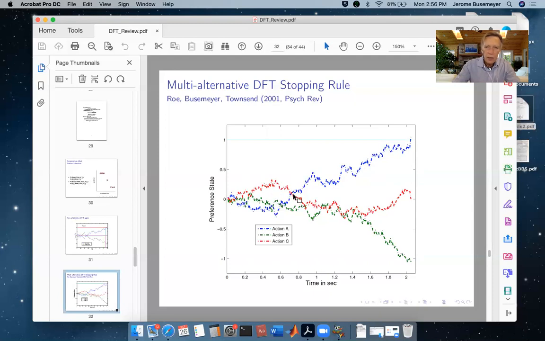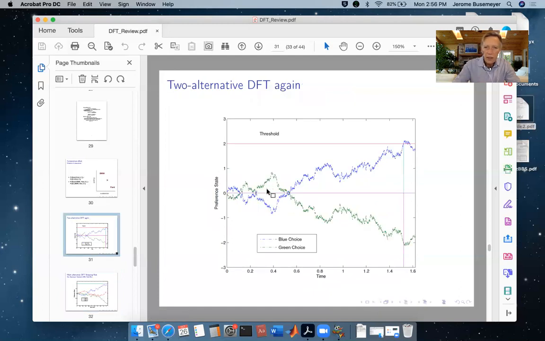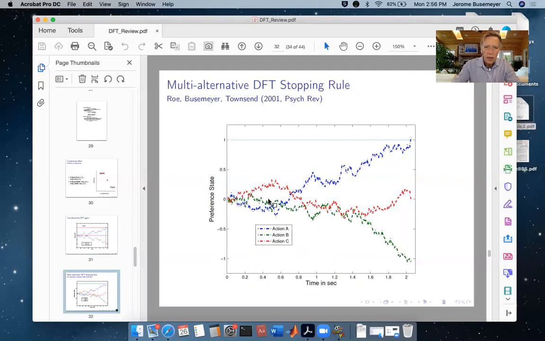We put a separate accumulator for each alternative, but the preferences sum to 0. And when it reduces to 2 alternatives, summing to 0 means you only keep track of the difference, and so you can represent it by 1 dimension. But if you have more than 2 alternatives, then you need to keep separate trajectories for the separate alternatives.